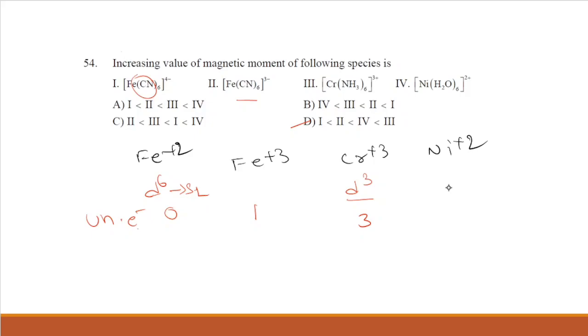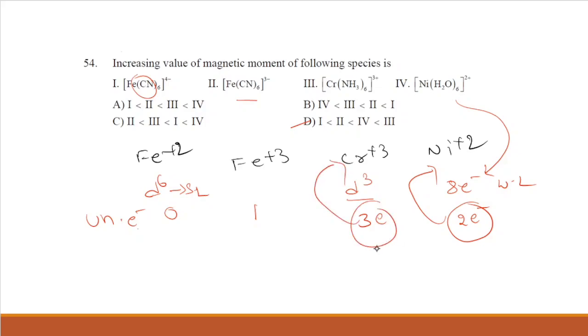And if we consider the last one, Ni plus 2, 4s2 3d8 after losing 2 electrons, 4s0 3d8. Those 8 electrons are not paired up because H2O is a weak ligand, and hence there are 2 unpaired electrons with Ni plus 2. So 3 unpaired electrons for Cr plus 3. So in the increasing order of unpaired electrons, and hence the magnetic moment, 1 is less than 2, less than 4, and then 3. So you can see 1, 2, 4, and then 3. So correct option is D.